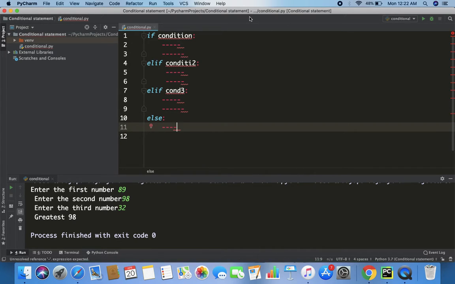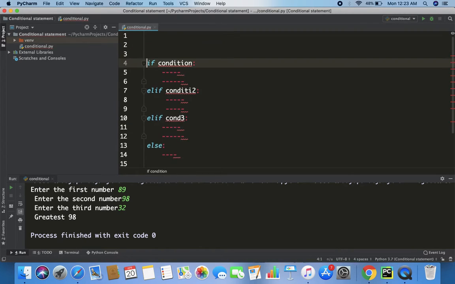You can keep adding elif conditions, like condition 1, condition 2, condition 3, and out of all these conditions only one condition will be true. So either this block of the code will be executed, or this block, or this, otherwise this. So out of these four segments only one condition will be true, and only one particular block will be executed.